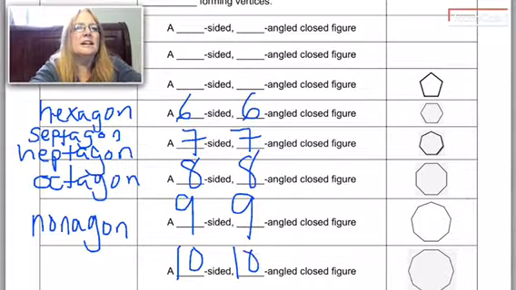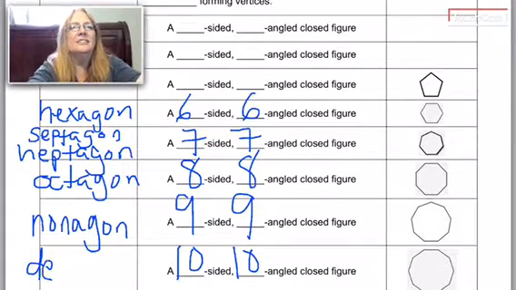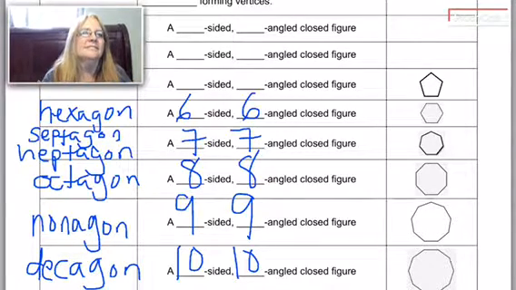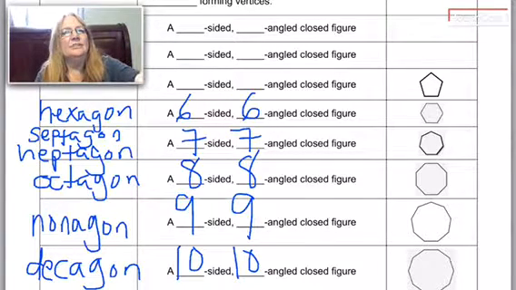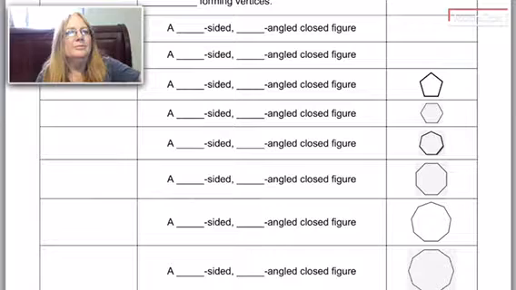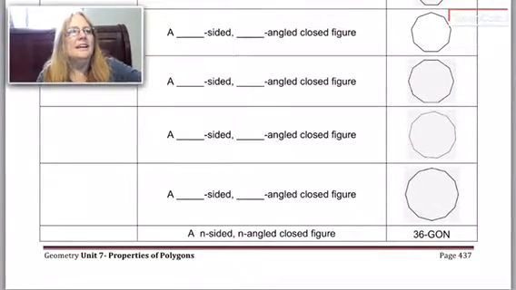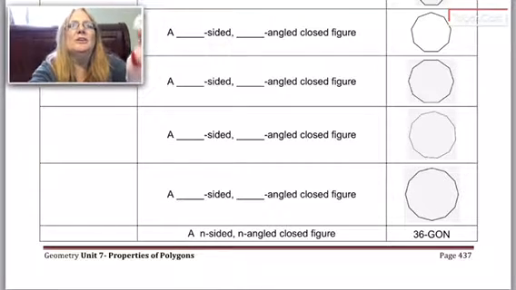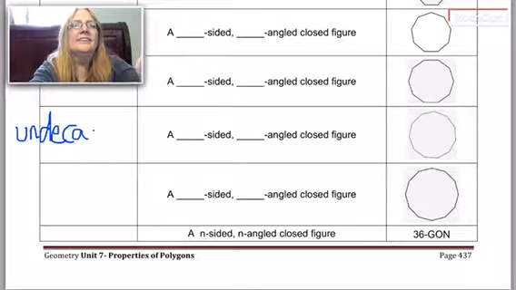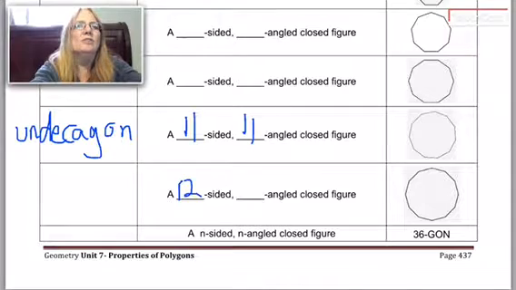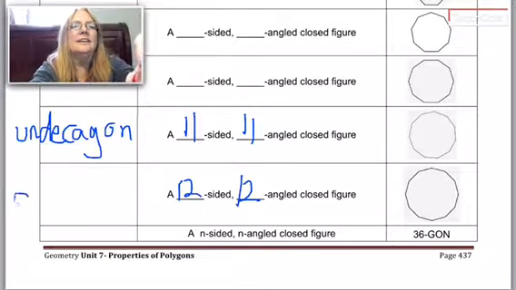10-sided, 10-angled. This one's kind of common too. This is a decagon. Deca, meaning 10. Okay. Now let's continue. Hopefully you can pause if you need to get them. Now the 11-sided, that one's not that common, but it is called an undecagon. That's 11. And then a 12-sided, 12-angled is a dodecagon.